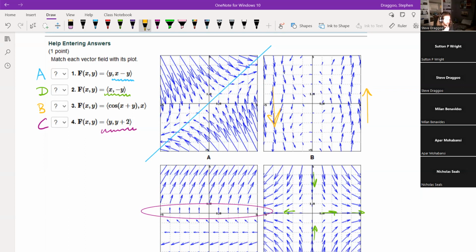But really, when I'm identifying that, I'm probably looking at the y value. As I move to the right, I expect all of my vectors to be pointing up. As I move to the left, I expect all my vectors to be pointing down. The further right I go, the more up they point. The further left I go, the more down they point. So that's my thought pattern for identifying those four vector fields.